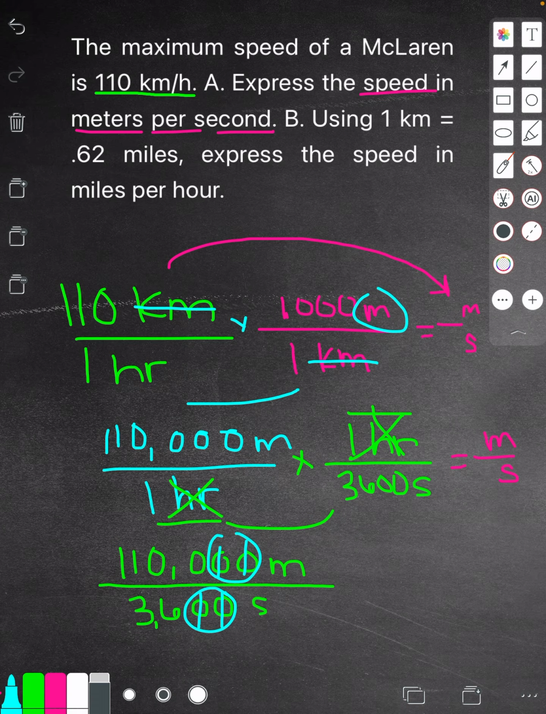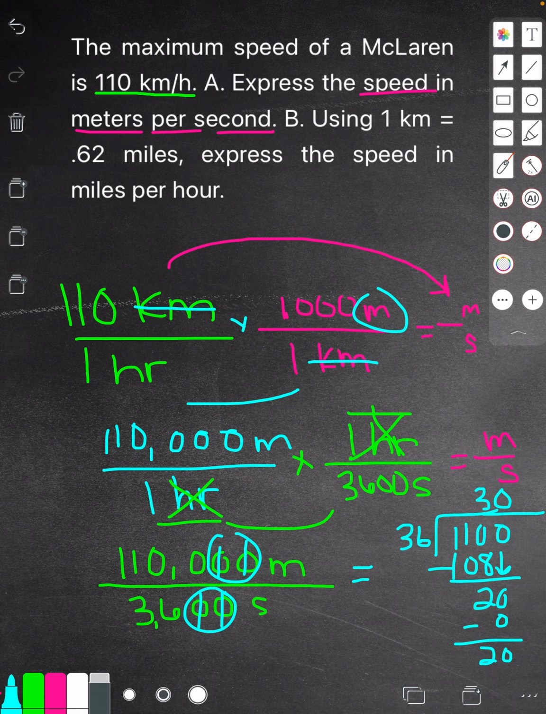1,100 divided by 36 ends up being 3. That's 108. We subtract, you end up with 2, 0. 36 goes into 20, 0 times. So we subtract, we're left with 20. I'm going to write this as a fraction. 20 is my remainder over 36 is my whole.